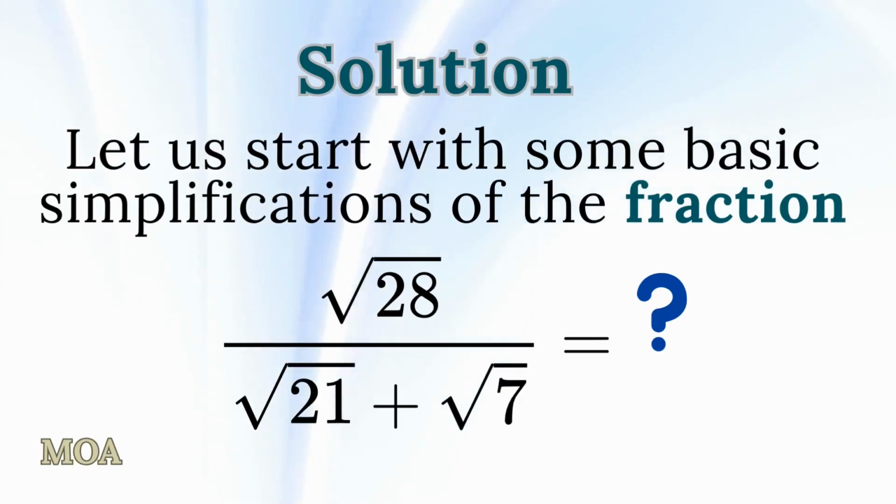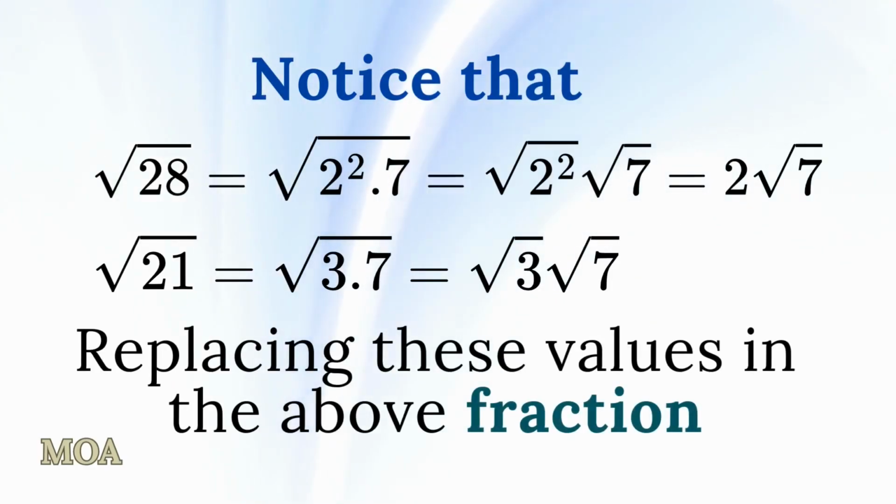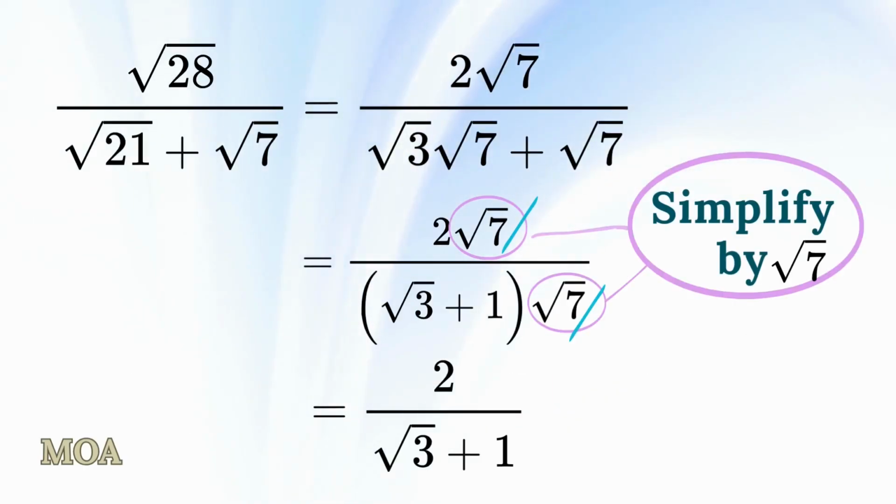We have the square root of 28 divided by the sum of the square root of 21 plus the square root of 7. Notice that the square root of 28 can be written as 2 times the square root of 7, and the square root of 21 can be written as the square root of 3 times the square root of 7. Replacing these values in the fraction, we can factor out the square root of 7. After simplifying by dividing both numerator and denominator by the square root of 7, we obtain the simplified fraction, 2 over the sum of the square root of 3 plus 1.